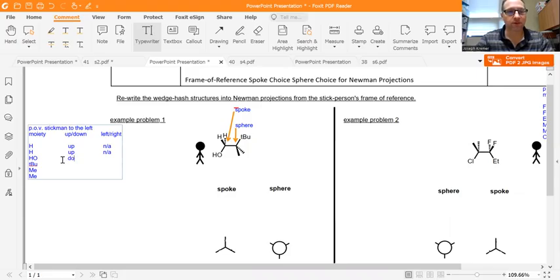The hydroxyl is more down, and this is also not applicable because it's straight down. How about T-butyl? The T-butyl was almost above the person's head, so we'll say that that's up. And again, this is not applicable, and the methyls are more toward the person's feet, so we'll say that they are down. And this choice of up, down will help us determine which spoke to pick and which sphere to pick.